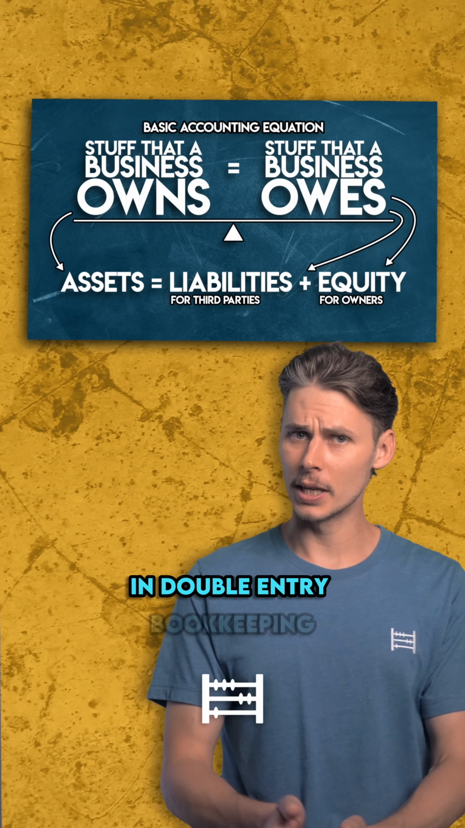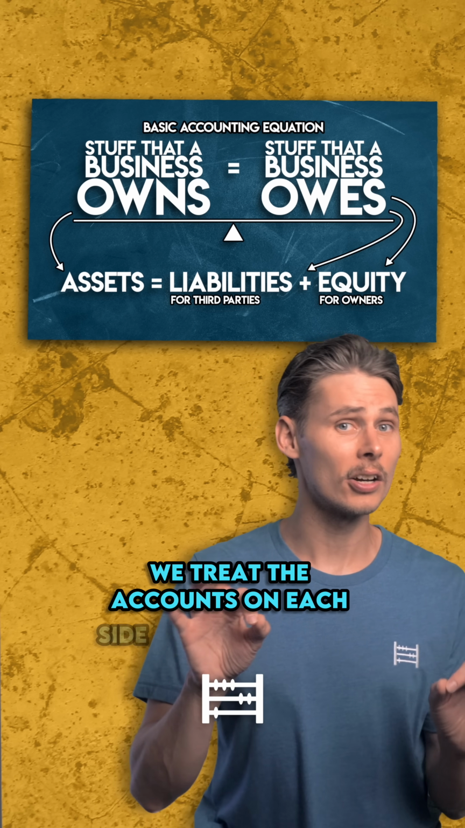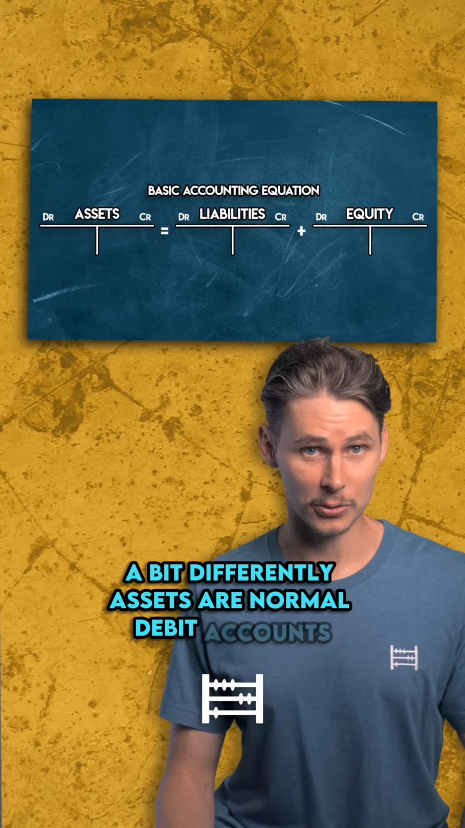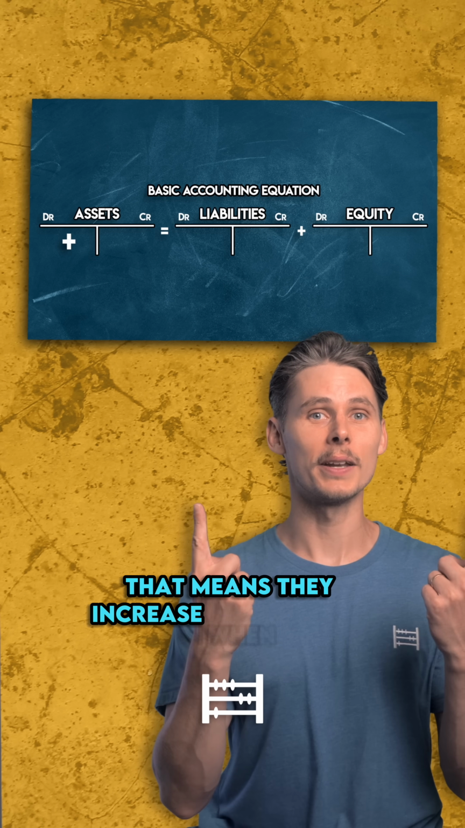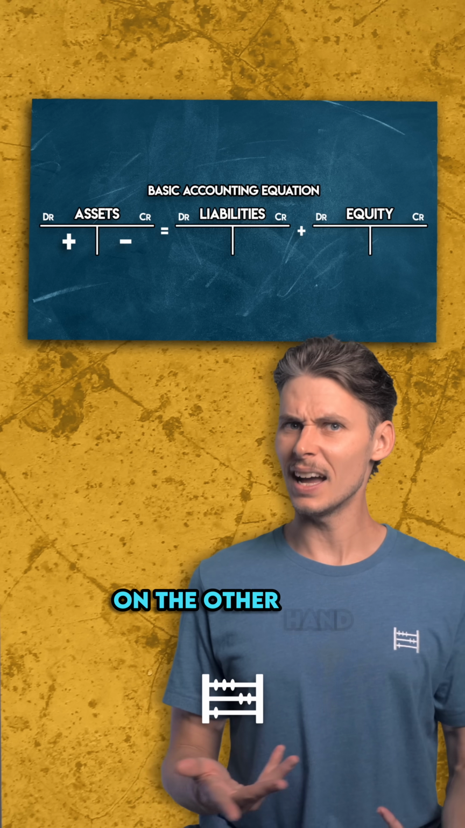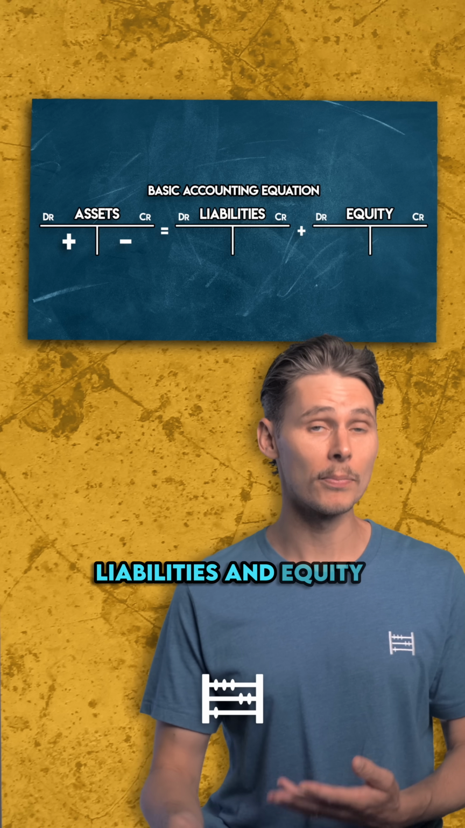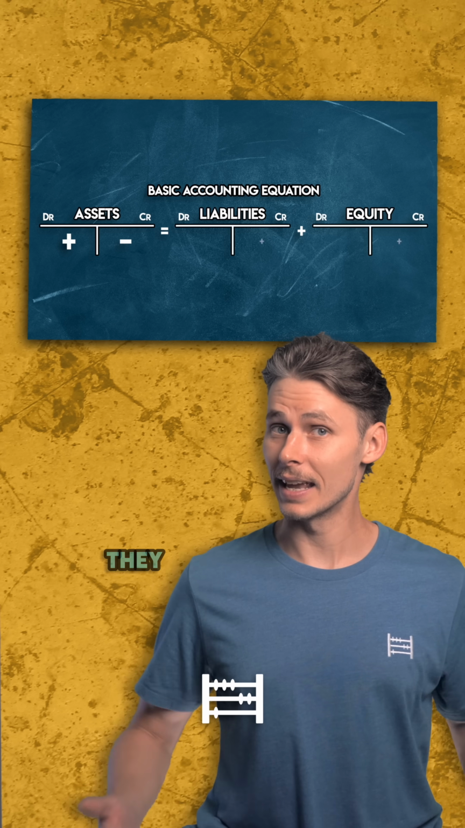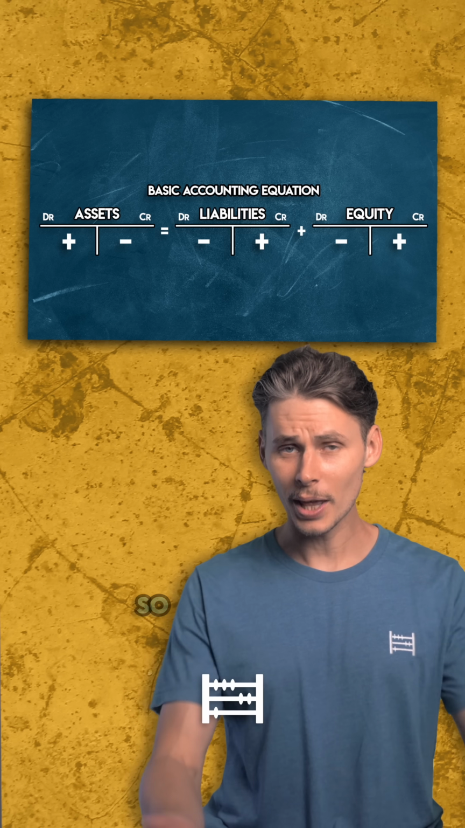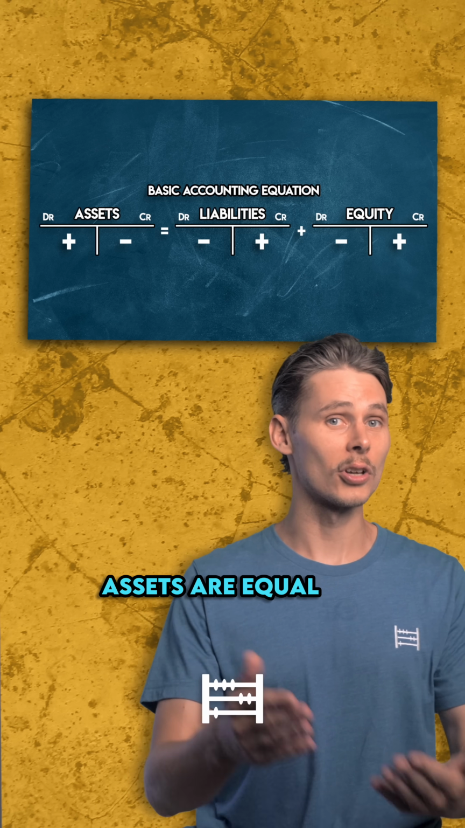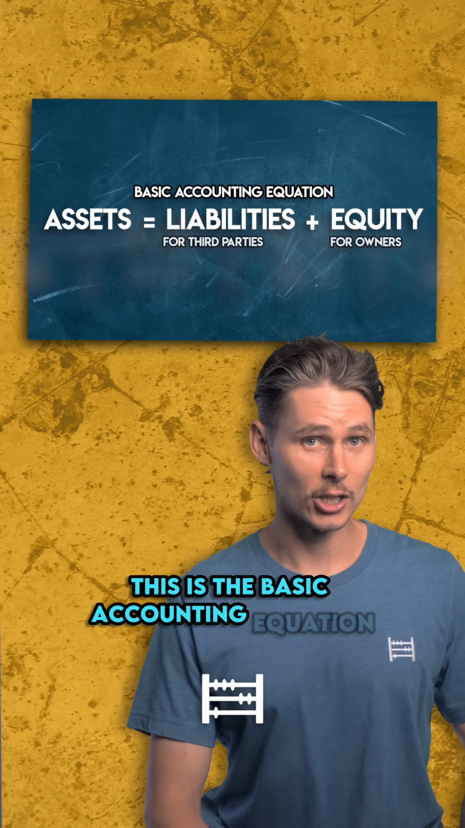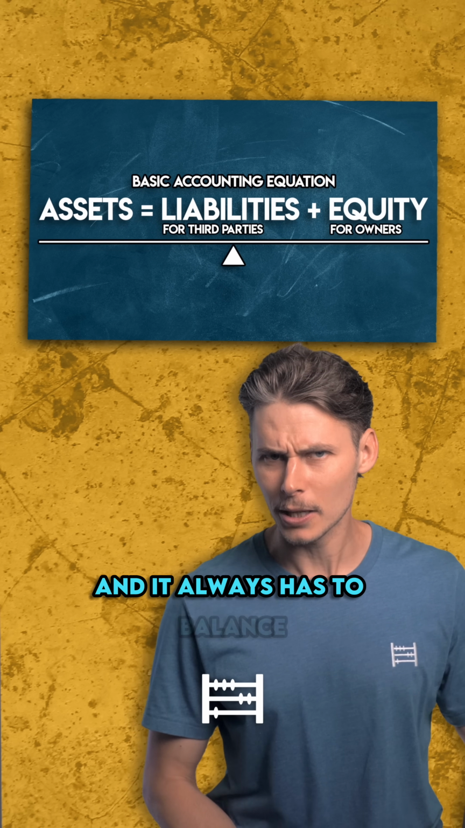In double entry bookkeeping, we treat the accounts on each side of this equation a bit differently. Assets are normal debit accounts. That means they increase when debited and decrease when credited. On the other hand, liabilities and equity are normal credit accounts. They increase when credited and decrease when debited. So there we go. Assets are equal to liabilities plus equity. This is the basic accounting equation, and it always has to balance.